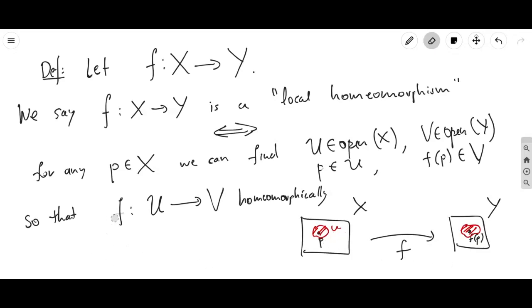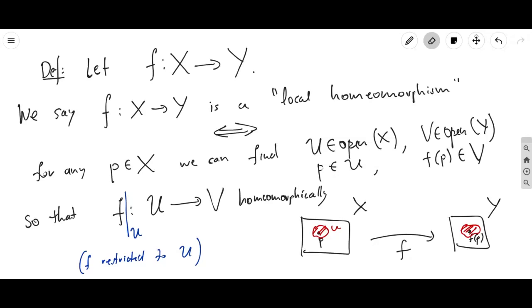Now, some people might be bothered by this notation because we're using the letter F again. Technically, this is a different function. It has a different domain. So maybe to be a little bit more appropriate, we should write F restricted to U. This is the same exact mapping, but it's just on a smaller subset. So you now have a mapping between U and V, and this is a homeomorphic mapping between those two. So that's what we call a local homeomorphism.